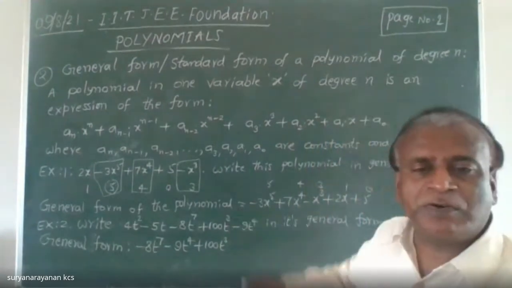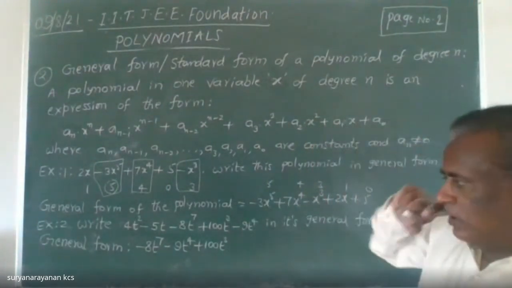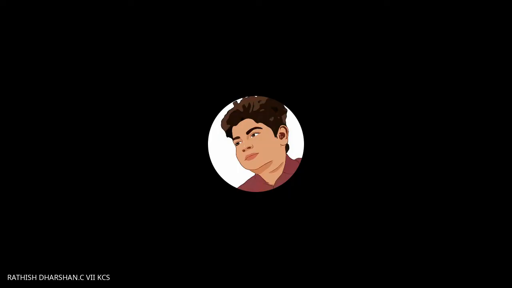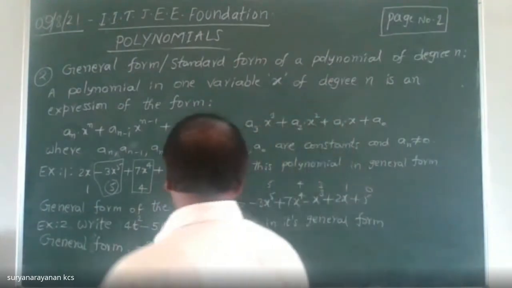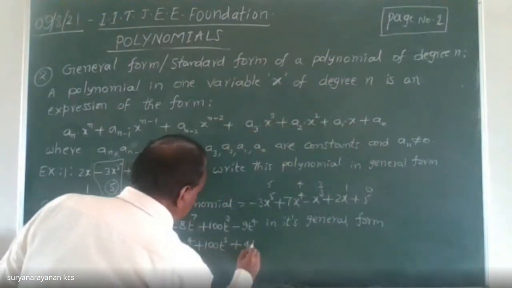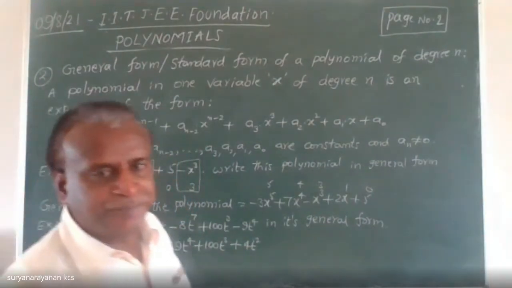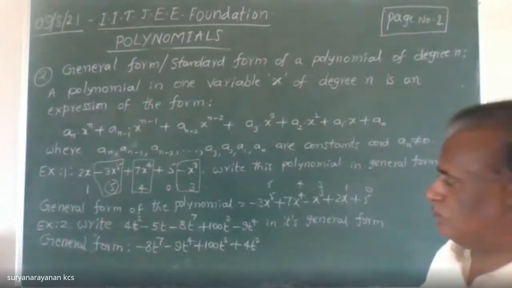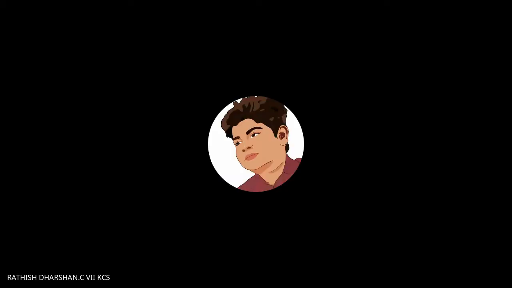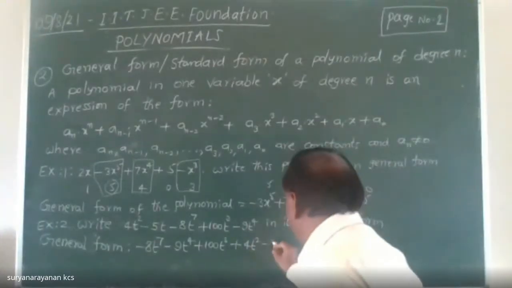Next highest power of t. What is the next highest power of t after t cube? Yes. Plus 4t square. After that, what is the next highest power of t? Minus 5t. Yes, very good, very good. Minus 5t.